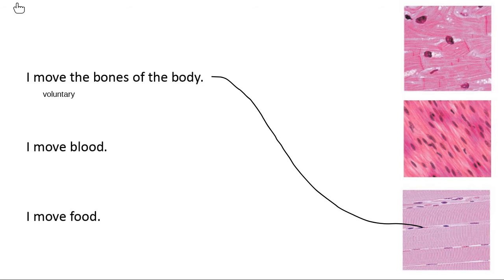When we talk about the movement of blood in your body, when we talk about the movement of food in your body, those are things that we're grateful that we don't have to control. When we talk about moving blood in the body, what kind of muscle tissue helps to move blood?